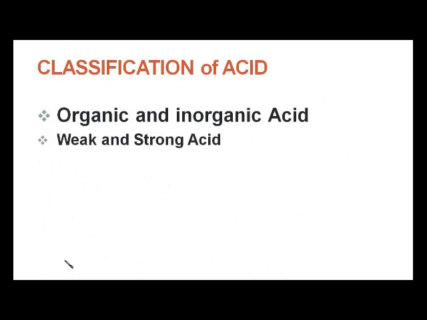Now, what are the various classifications of acid? The first classification is acid can be classified into organic and inorganic acid. An acid also can be classified into weak and strong acid. In some cases, you can also classify acid into concentrated and dilute acid.